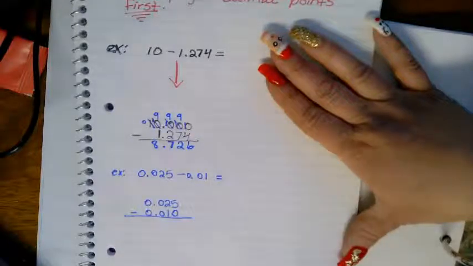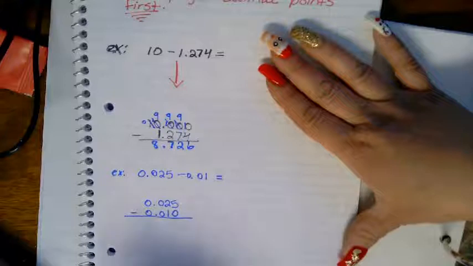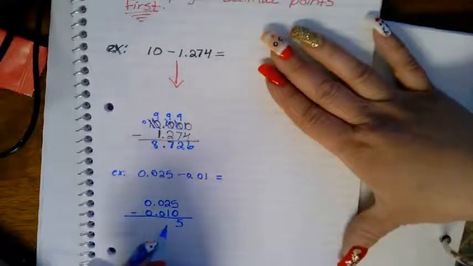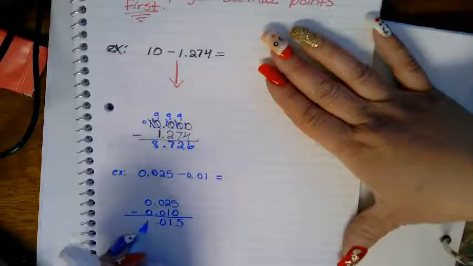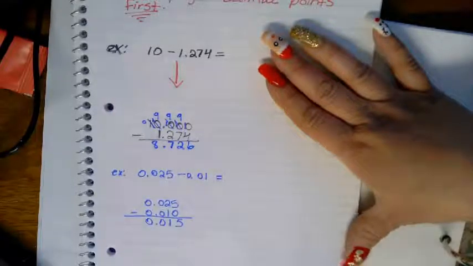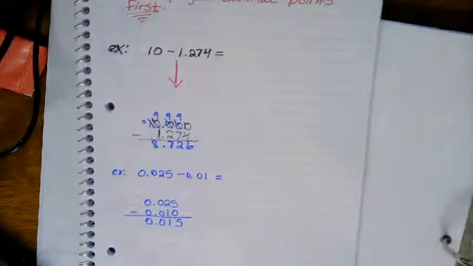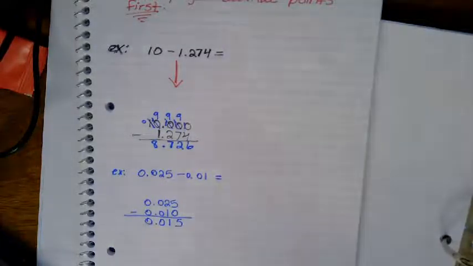There you go, same thing. So 5 minus 0 is 5. 2 minus 1 is 1. 0 minus 0 is 0. And then we just bring out that 0. So there you go. I want to do another example with a whole number because I know that can be tricky for some of you. So if you need to pause, go ahead and pause and write that down because I'm going to move on right now.